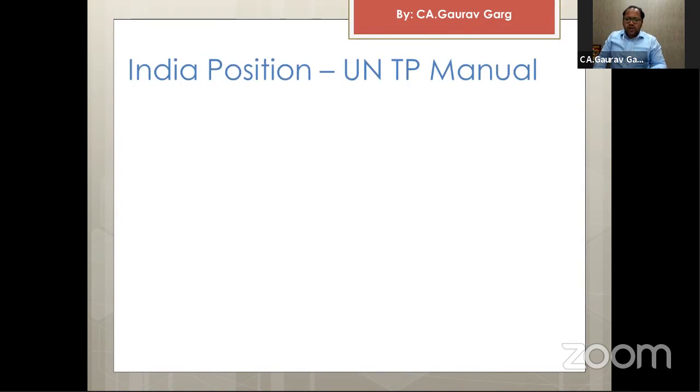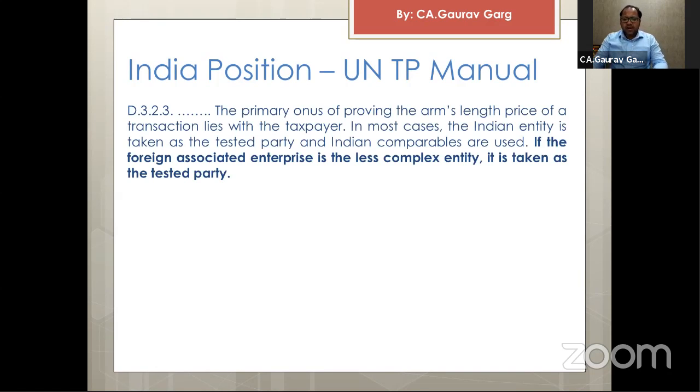So we have a UNTP manual wherein there are different chapters. We have a chapter on the India position also. In India position, it says the position is in favor of taking foreign AE as the tested party. Let me read it for you.